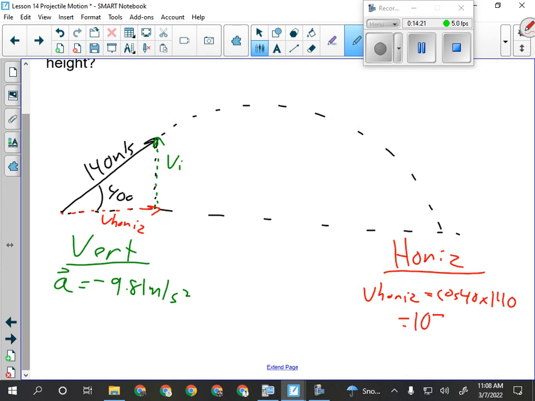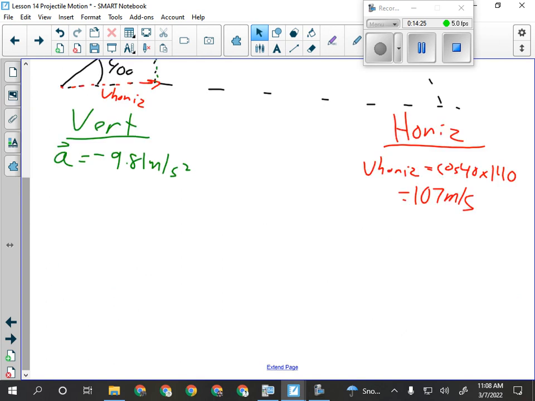Okay, I'll keep all the decimals in the calculator. And then I have to do the same thing vertically. That'll be the sine of 40 times 140.